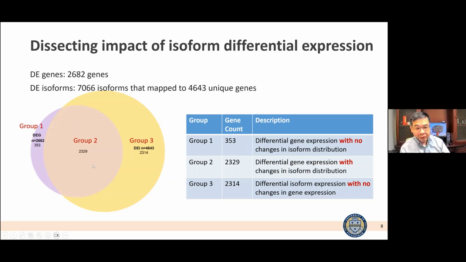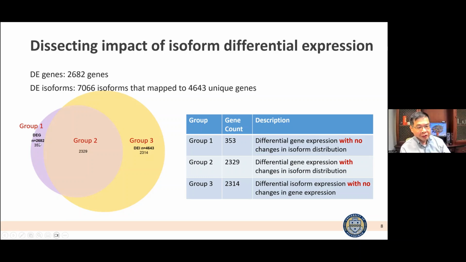differential expression. You see, group one is the genes that have differential gene expression but no changes in isoform distribution. And group two is about 2,329, which has differential gene expression also accompanied with isoform distribution changes. And the last group is where the gene expression has no changes, but the isoform distribution changes, a silent switch of the isoform expression.